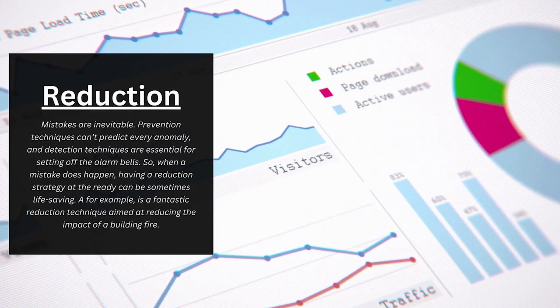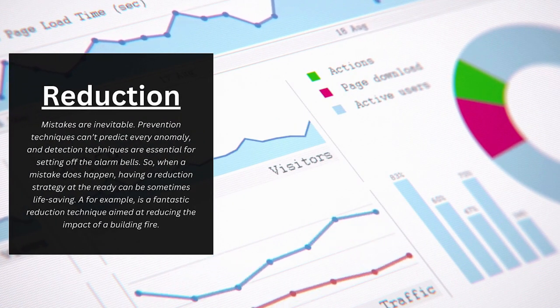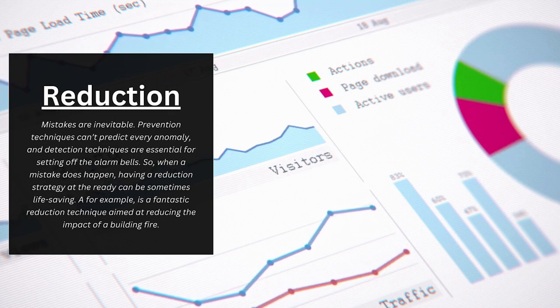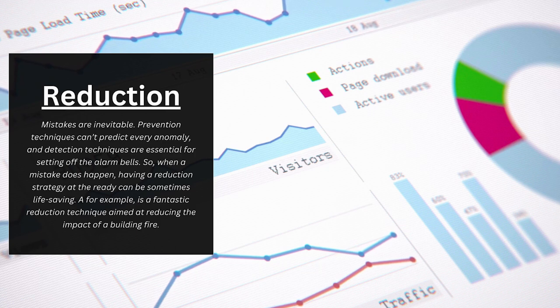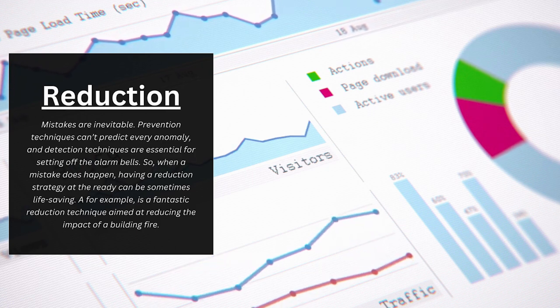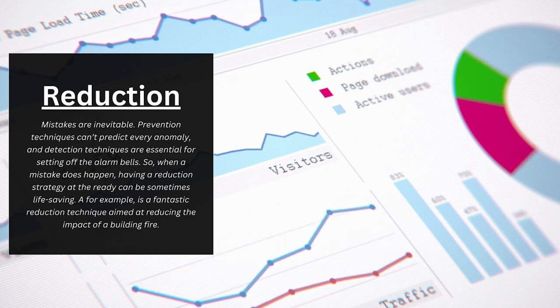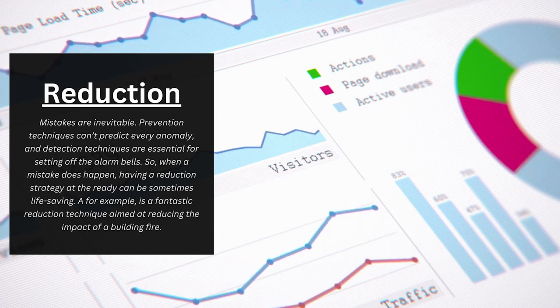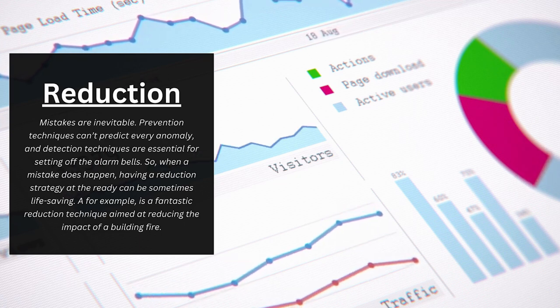Third, reduction. Mistakes are inevitable. Prevention techniques can't predict every anomaly, and detection techniques are essential for setting off the alarm bells. So, when a mistake does happen, having a reduction strategy at the ready can sometimes be life-saving. For example, a sprinkler system is a fantastic reduction technique aimed at reducing the impact of a building fire.